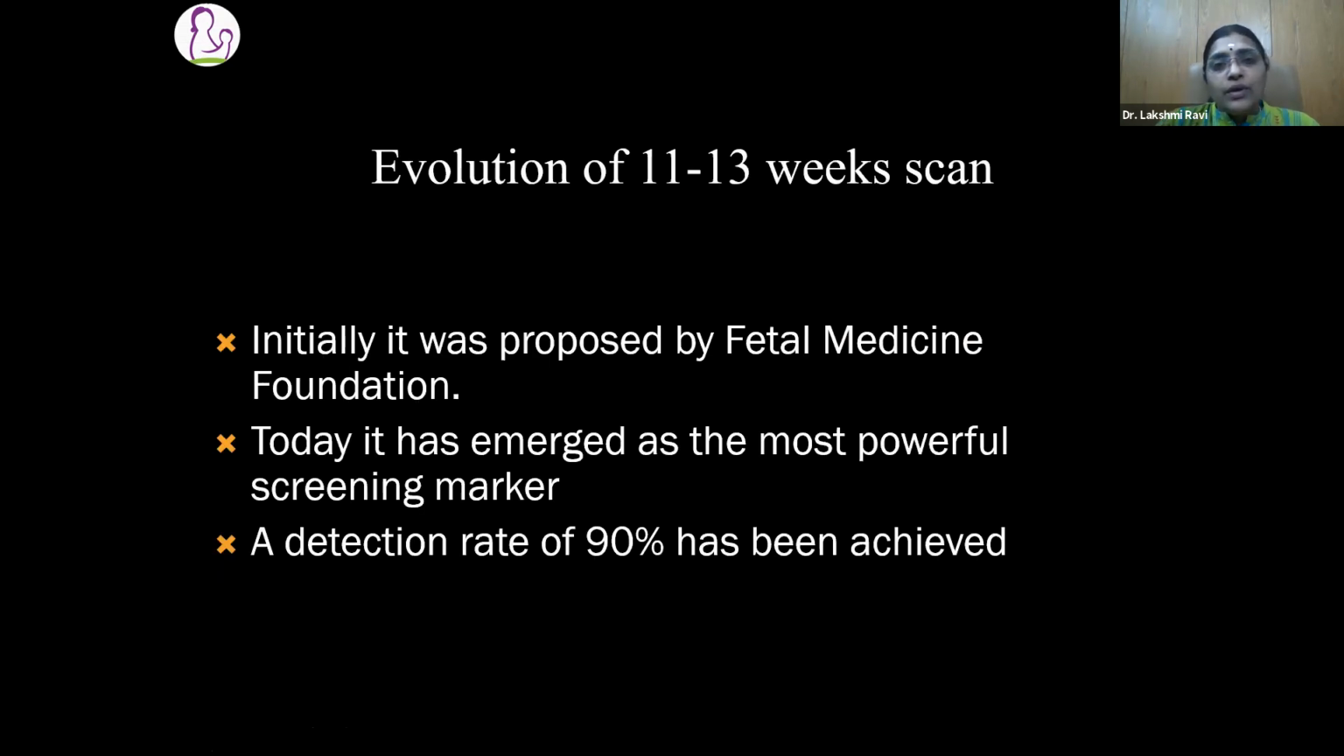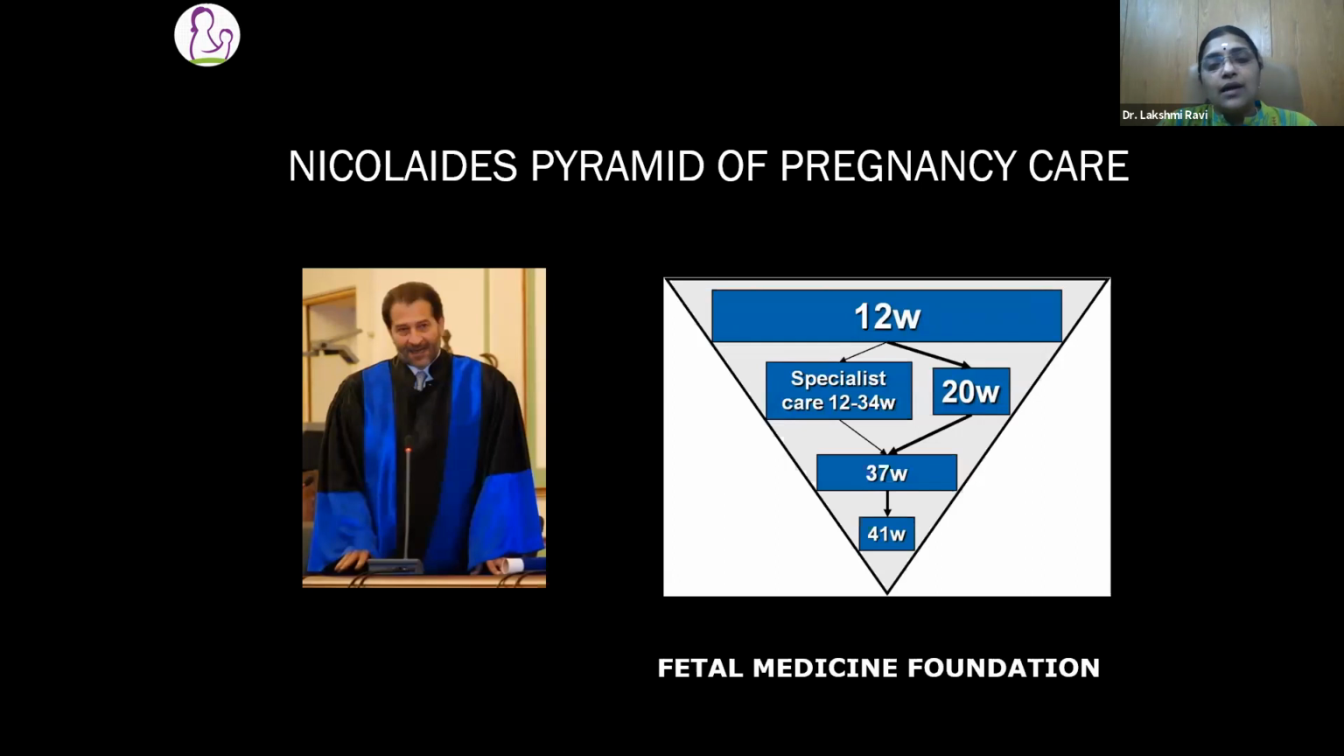So how did this evolve? Initially, after Kypros Nicolaides' group, the Fetal Medicine Foundation, came the evolution of the 11 to 13 week scan for the detection of the nuchal translucency, and that actually emerged as the most powerful screening marker, which is now transcended by NIPT. Now, this 11 to 13 week combined screening test gives you good detection rates, and this is the Nicolaides' pyramid of pregnancy care, where ideally, at 12 weeks of gestation itself, you triage the woman, whether she is high risk or low risk.